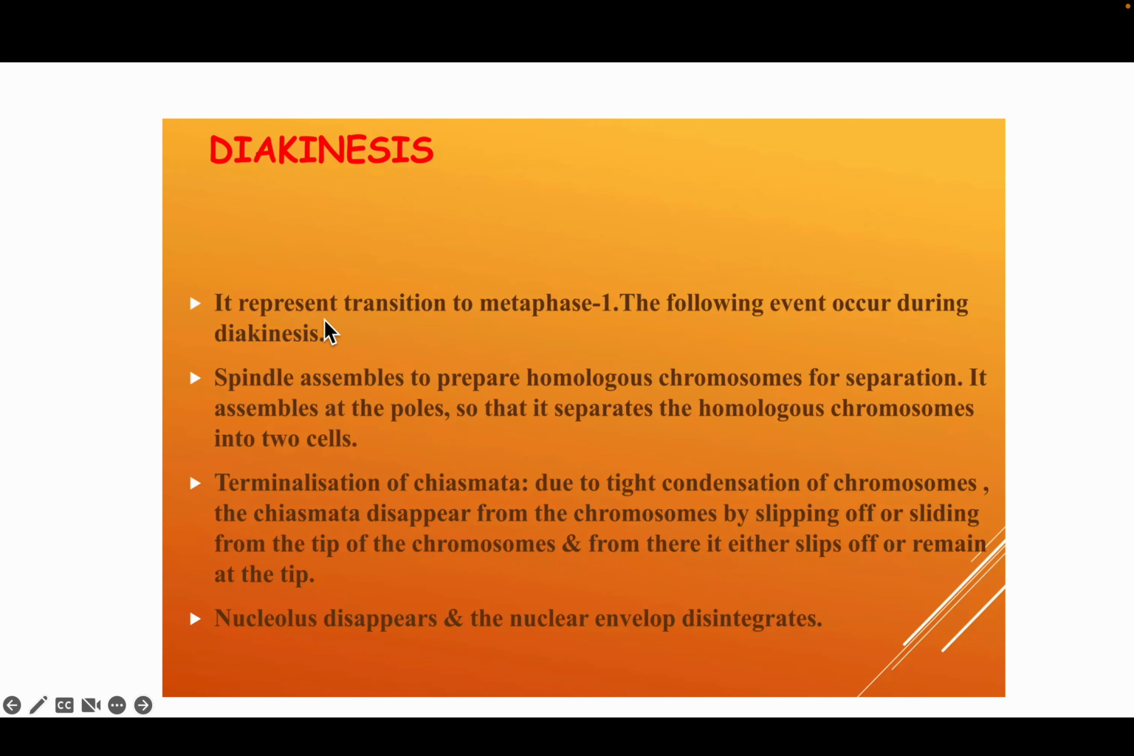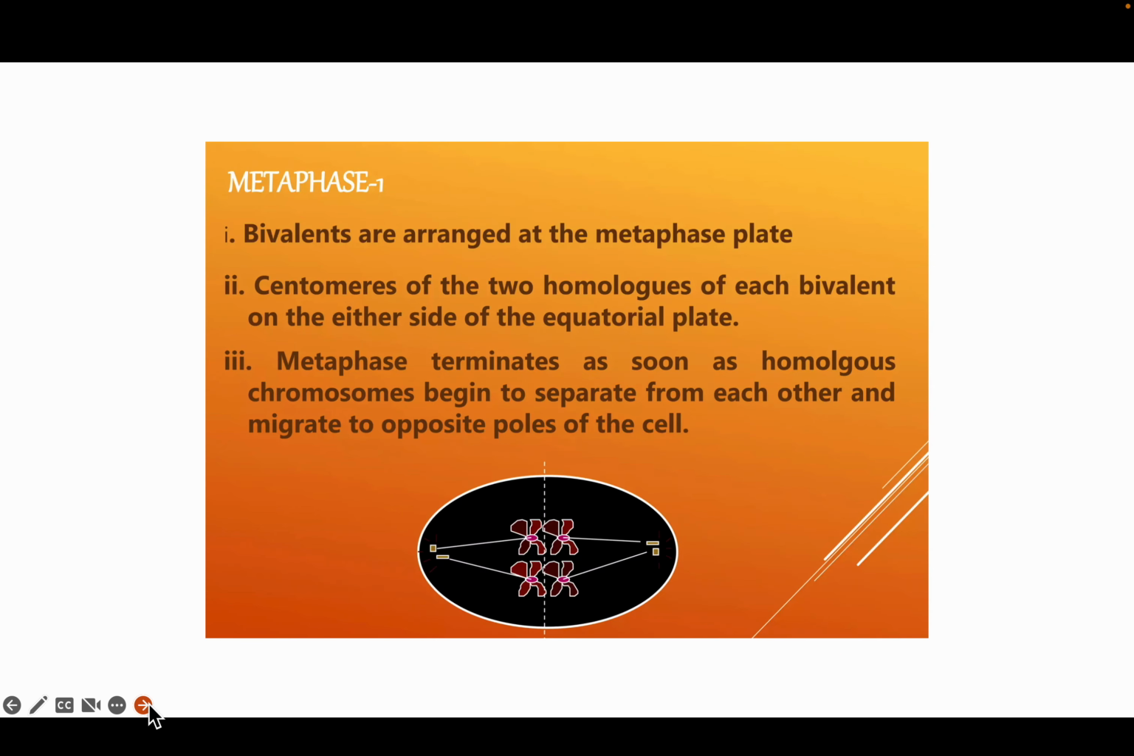Now diakinesis represents the transition to metaphase 1. The following events occur. The spindle assembles to prepare the homologous chromosomes for separation. It assembles at the poles so that it separates the homologous chromosomes into two cells. Terminalization of chiasmata: due to tight condensation of chromosomes, the chiasmata disappear from the chromosome by slipping or sliding off the tip of the chromosome, and from there it either slips off or remains at the tip. The nucleolus disappears and the nuclear envelope also starts to disintegrate.